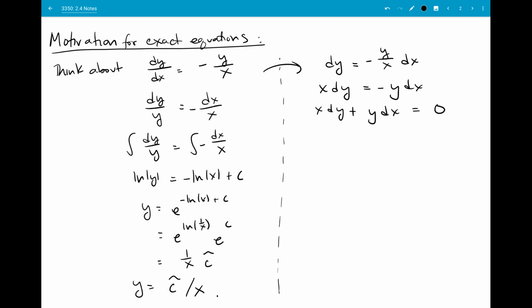Then you could note that the differential of xy is the same as x dy plus y dx. Just think about this using a product rule. If you want to take a differential of xy, you keep x the same and take dy, or you keep y the same and take dx. That thing, which is the same as what we had before, would also be equal to 0. And then from here, you could go ahead and take an integral.